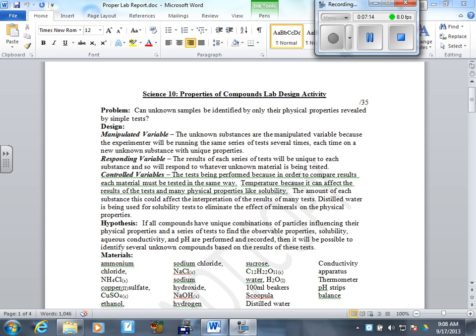Right? So in here I've got a little bit more detail than that: if all compounds have unique combinations of particles influencing their physical properties, and a series of tests to find the observable properties, solubility, aqueous conductivity, and pH, are performed and recorded, then it will be possible to identify several unknown compounds based on the results of these tests. That's describing the experiment briefly. All right, here's what I think, here's what I'm going to do, this is what will happen if I'm right. That's what a hypothesis has to say.